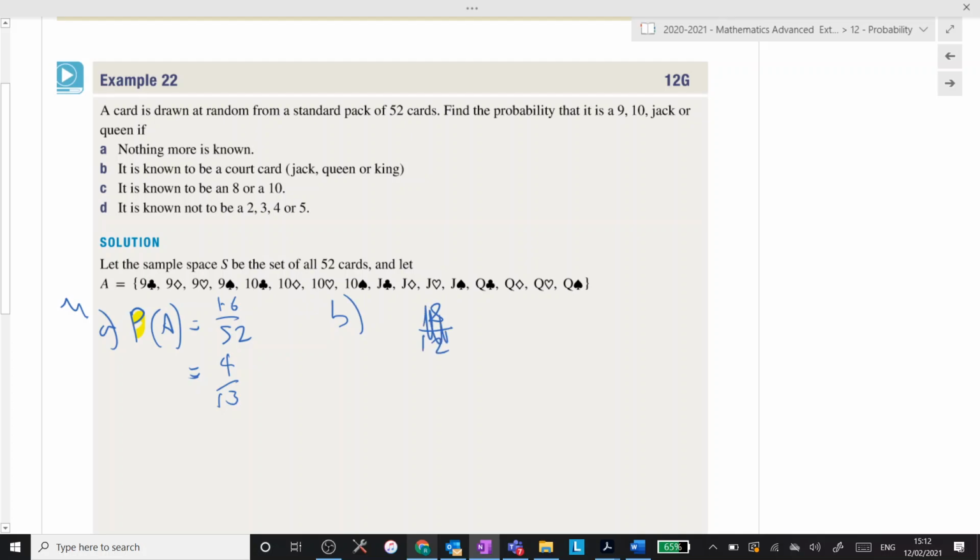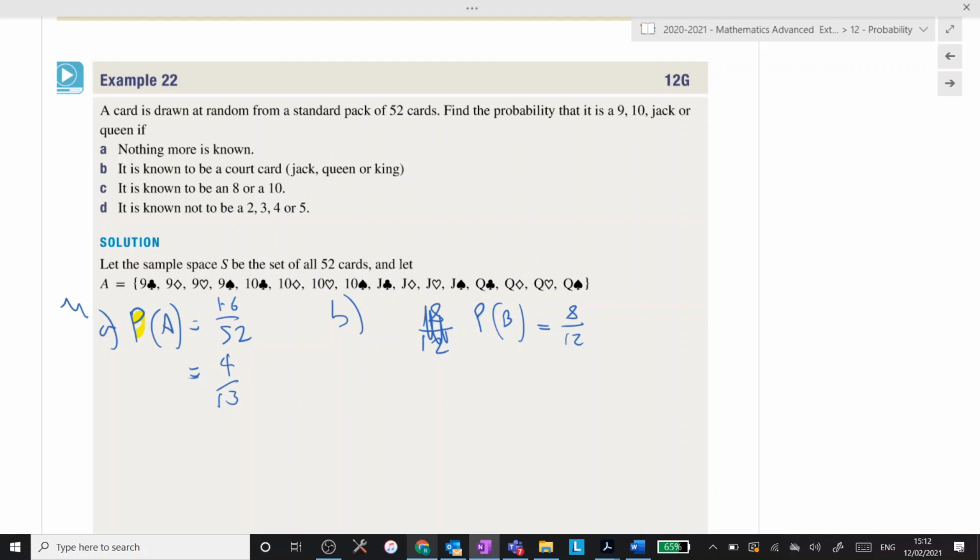Probability B. Okay, does that make sense? Because there's 4 Jacks, 4 Queens, 4 Kings, so that gives you 12. But we only want the Queens and Jacks, so that gives us 8 out of 12.